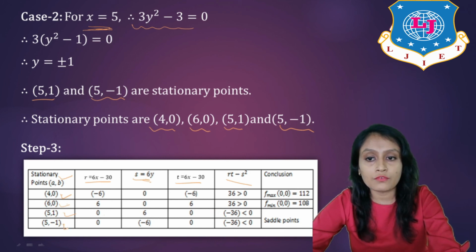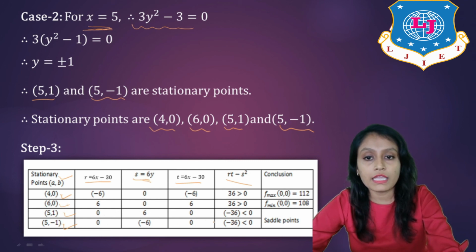Next we have to solve for (5, minus 1). So we will get r as 0, s as minus 6, and t as 0. Again we have to find rt minus s square. So it will be 0 minus minus 6 whole square, so that is minus 36.